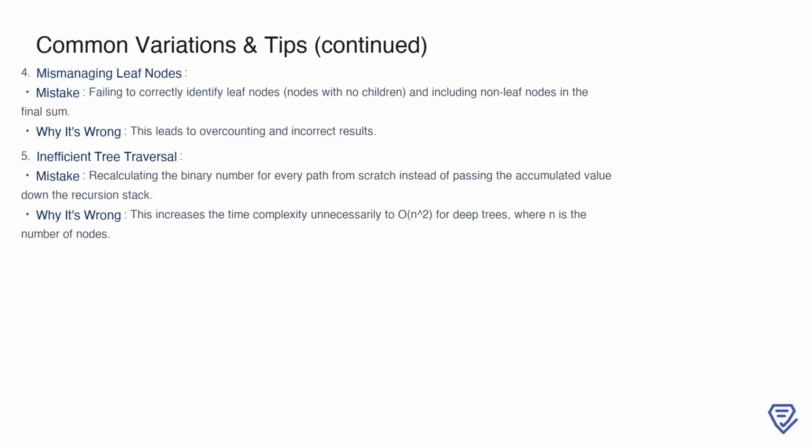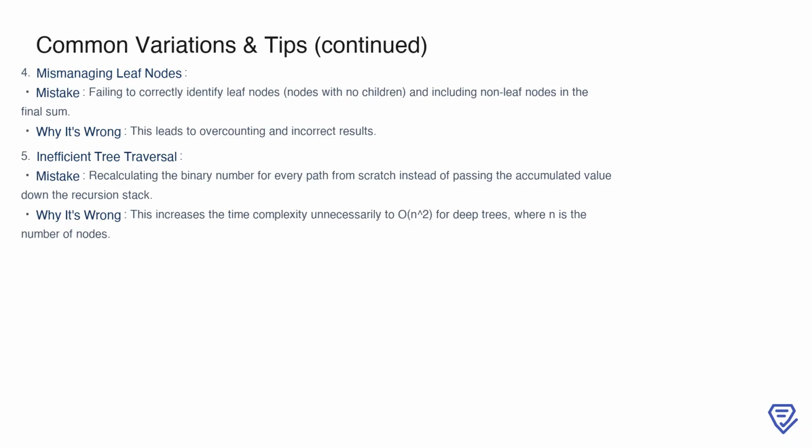Now, let's discuss two more common mistakes. Mismanaging leaf nodes is another frequent error. Leaf nodes, by definition, are nodes that have no children. If you mistakenly include non-leaf nodes in the final sum, you'll end up overcounting, which leads to incorrect results. It's essential to carefully identify and process only the leaf nodes in your solution.